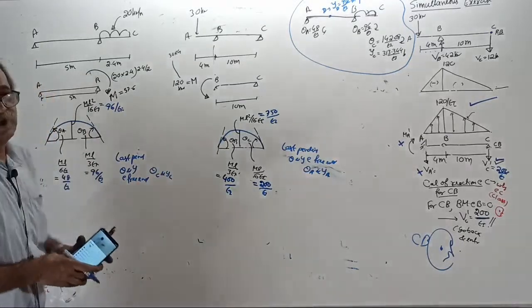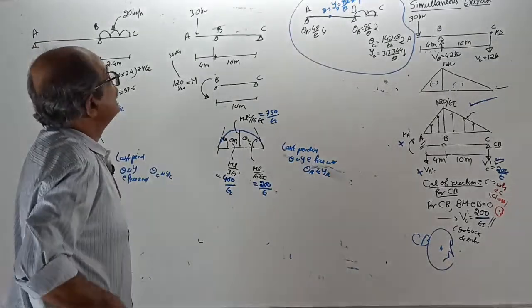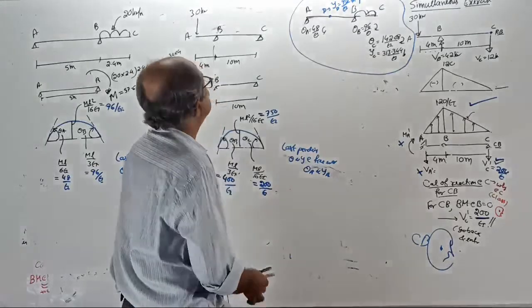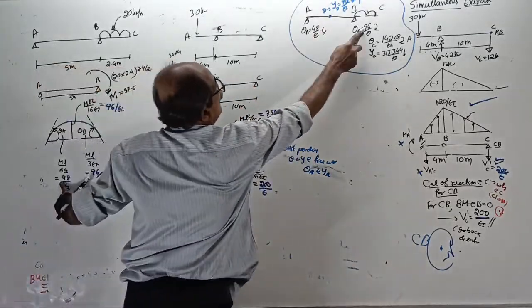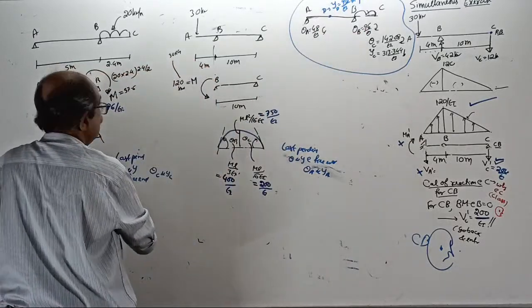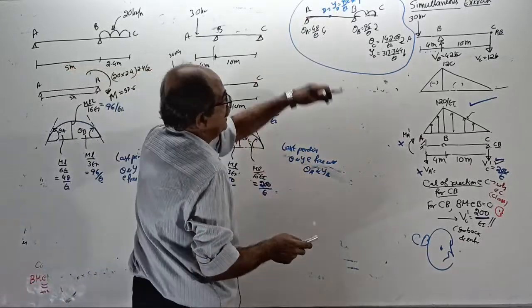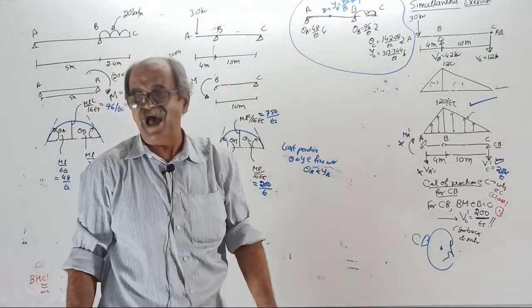Now before that, let us check the answer first of all. This is the result we got by the conjugate beam method. Good. That question tallies. I am telling you, it tallies.